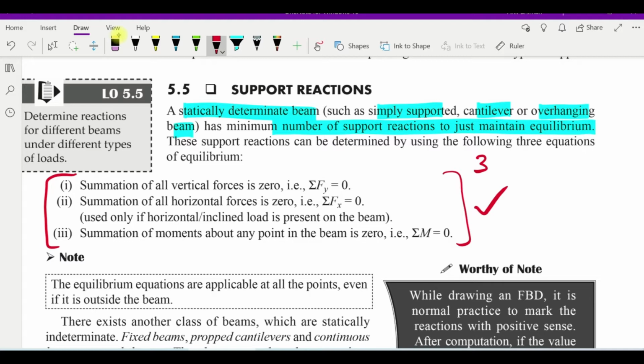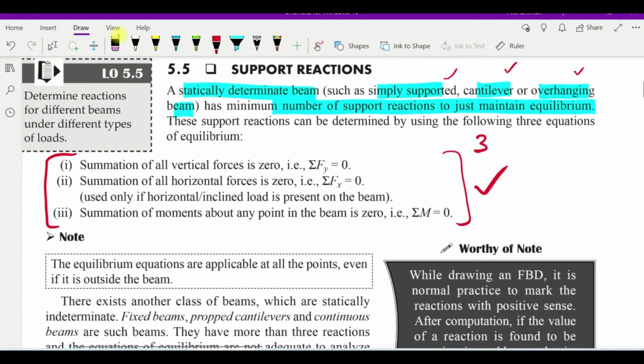So a simply supported beam, a cantilever, and an overhanging simply supported beam have three reactions. What are these three equilibrium equations which are used to calculate the support reactions? The first one is summation of all vertical forces equal to 0. We'll add up all the vertical forces given in the beam and put them equal to 0. We can find out the vertical reactions.